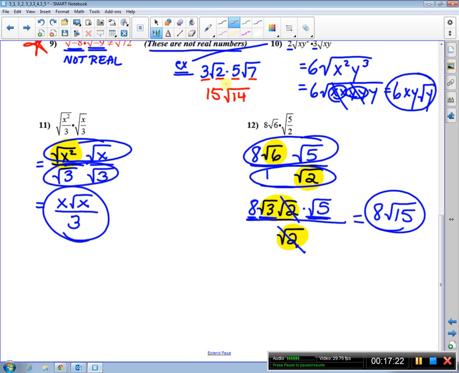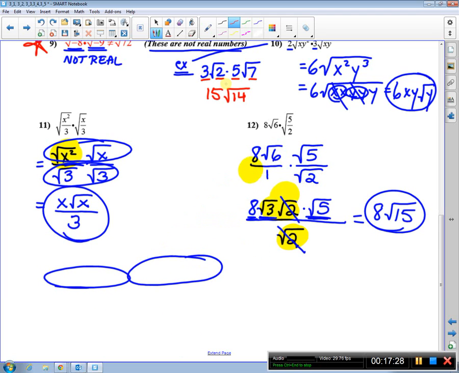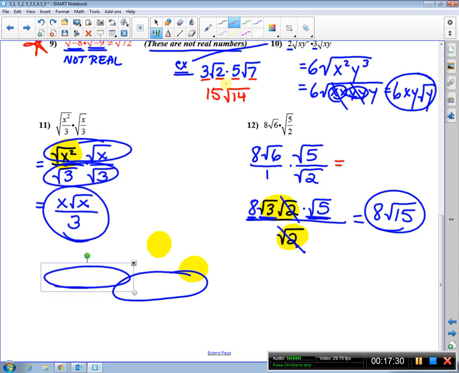What else could we have done here? Well, I could have just said, I've got 8 radical 6 times radical 5. That's 8 radical 30. And 1 times radical 2 is just radical 2. And then I could have asked, does radical 30 have a radical 2 in it? Or can I reduce the 2 and the 30? And since this is radical 2, radical 15, I can indeed reduce them and, of course, have the same answer.